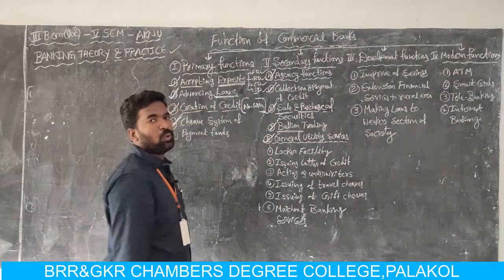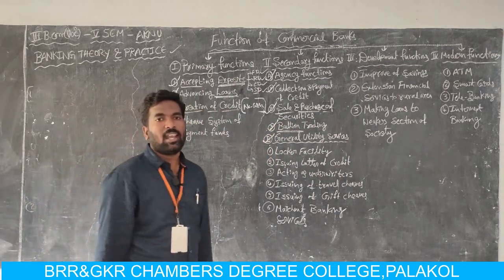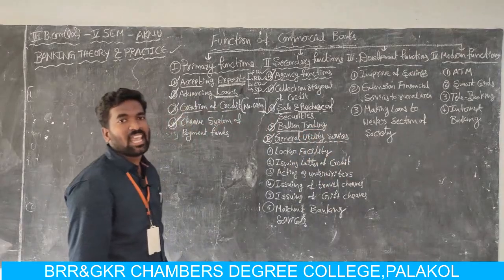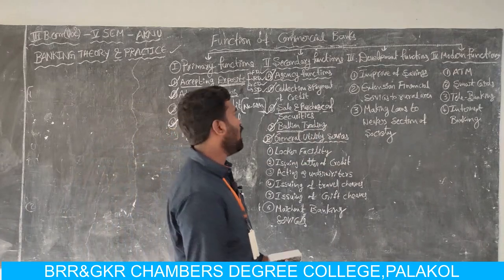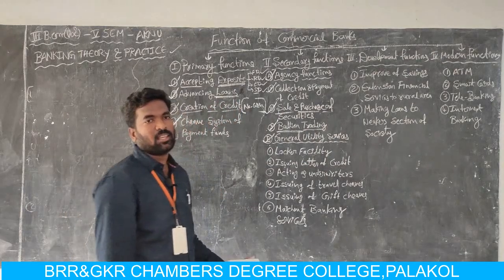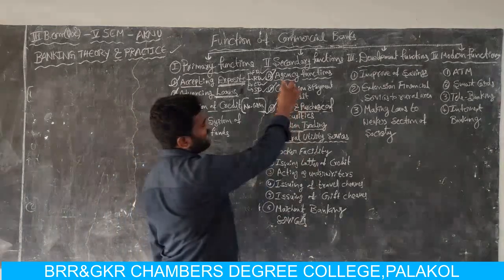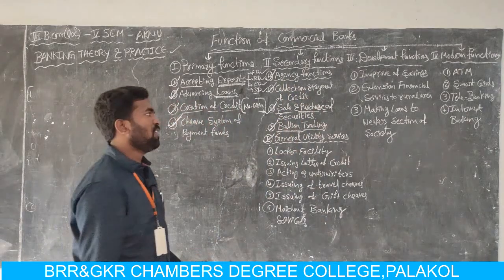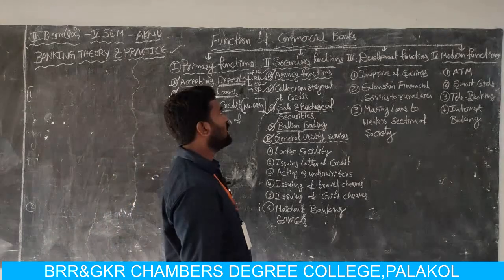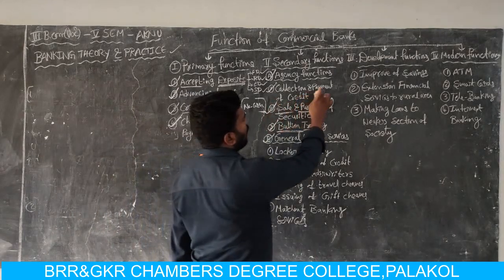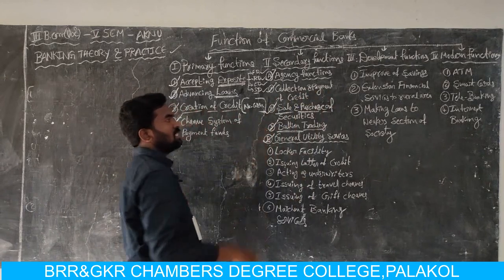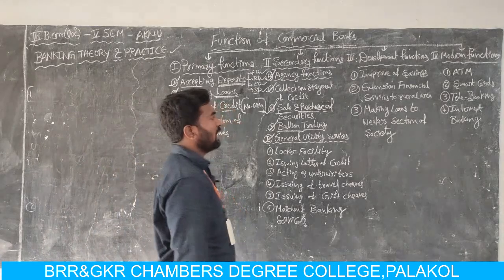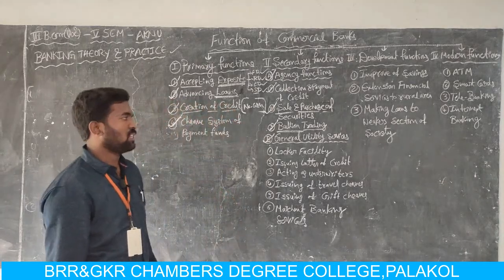Then bullion trading. What is bullion? Bullion means gold, silver, diamonds. What is trade? Trade means sale and purchase, towards customers. So these three are the main points of agency functions: first, collection and payment of credit; second, sale and purchase of securities; and third, bullion trading.